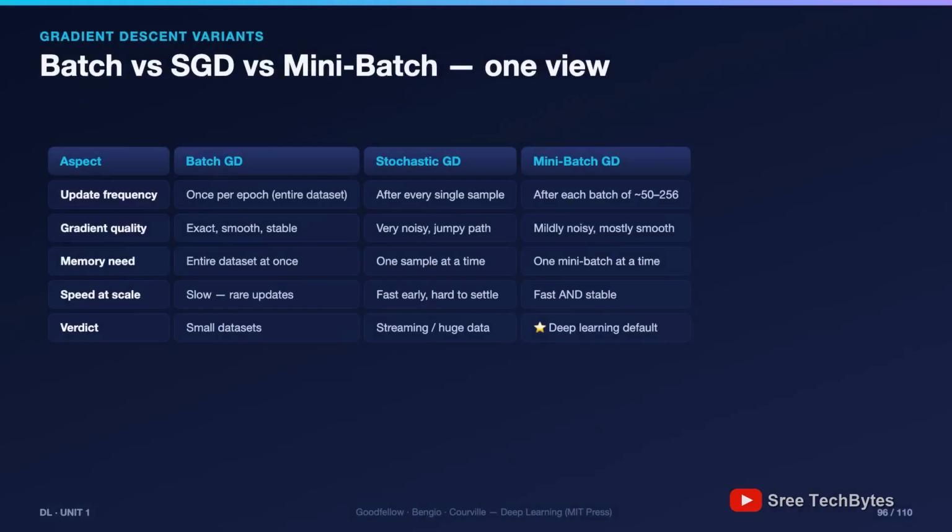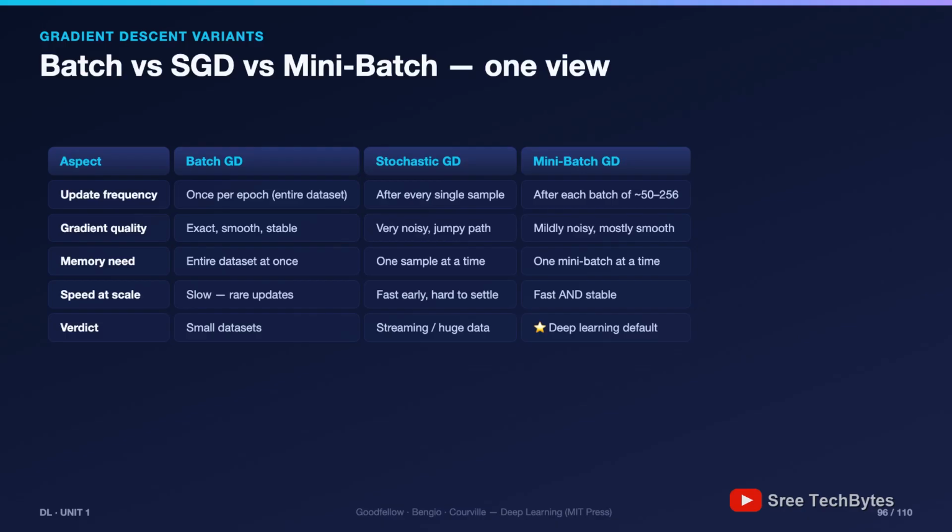The three variants side by side, one table to rule the whole comparison. Update frequency: batch once per epoch, stochastic every single sample, mini batch every 50 to 256 samples. Gradient quality: batch exact and smooth, stochastic very noisy, jumpy path, mini batch mildly noisy, mostly smooth. Memory: batch needs the entire dataset at once, stochastic just one sample, mini batch one small batch. Speed at scale: batch is slow, updates are rare. Stochastic starts fast but struggles to settle. Mini batch fast and stable.